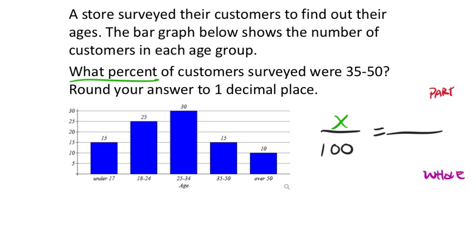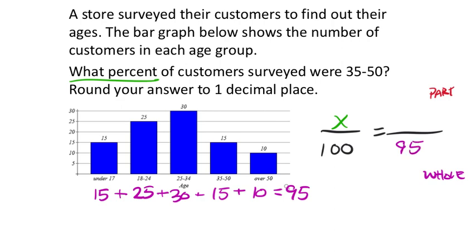Now this one, it's not directly telling us with is and of directly. In fact, you can kind of get this confused and say of is 35 to 50 years old. No, that's not the whole. We need the whole, which is going to combine all of these numbers. So 15 people from under 17, 25 from 18 to 24, 30 from 25 to 34, 15 from 35 to 50, and then 10 here at the end. Let's see, if we add these, it's 40, 70, 80, 95. Okay, so when we add all these people of different ages together, that means they surveyed a total of 95 people. So that's going to be my denominator there.